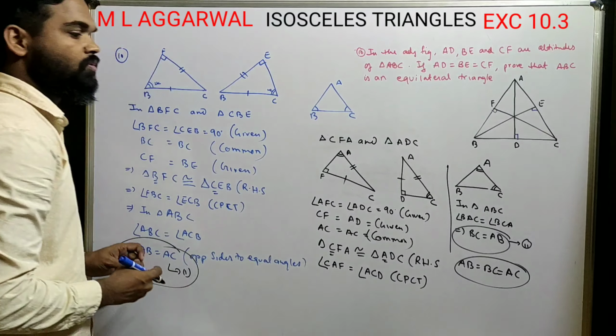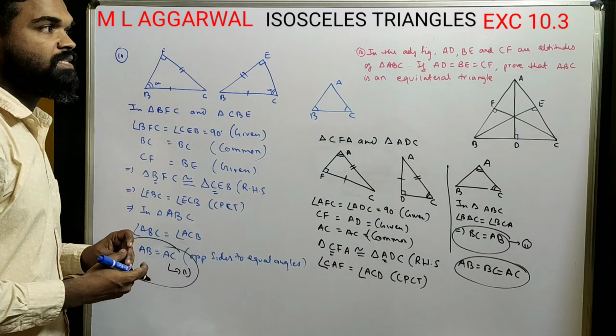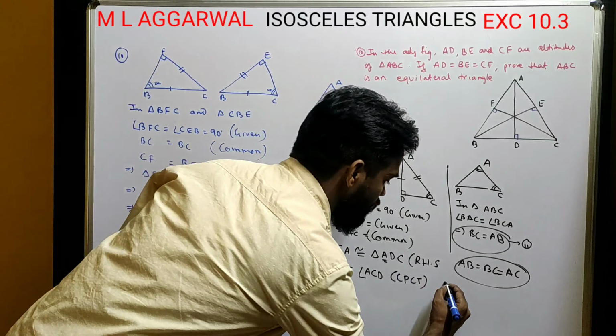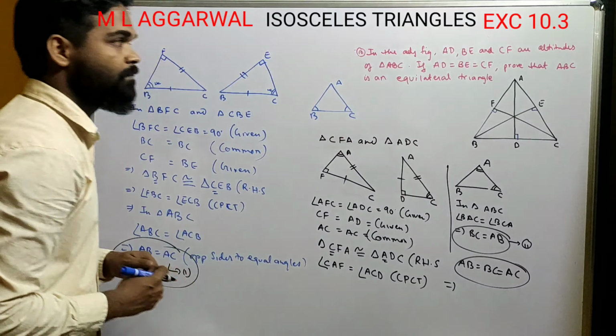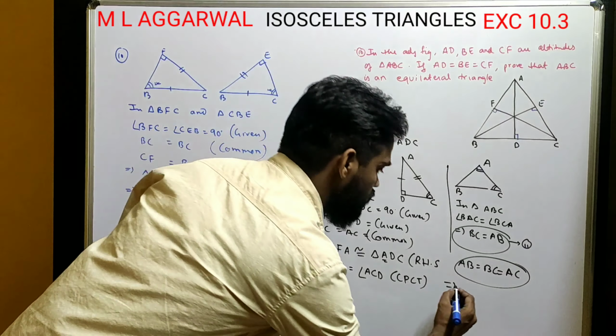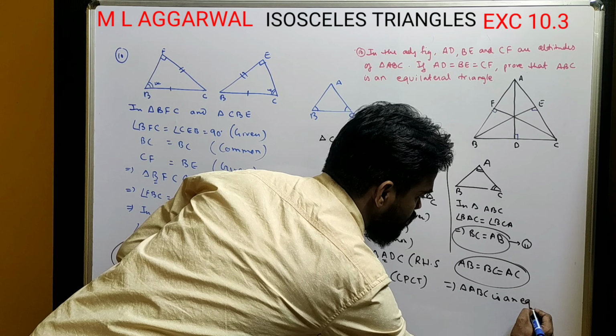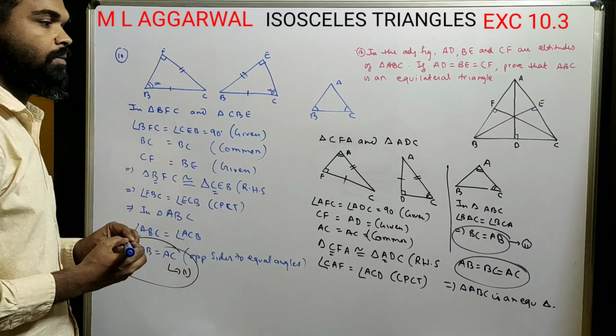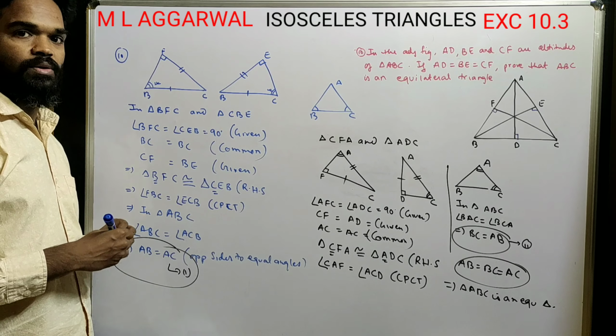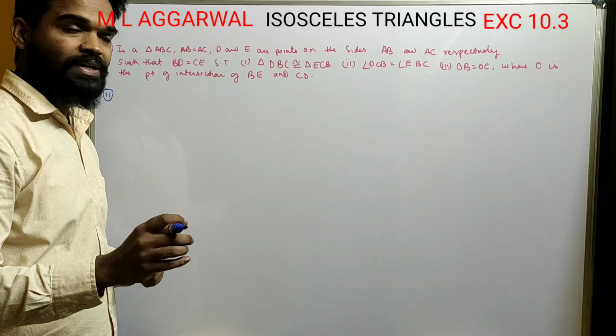And when all the three sides are equal, we can say that triangle ABC is an equilateral triangle. Proved. Now let us look at the next sum. Now look at sum number 11.